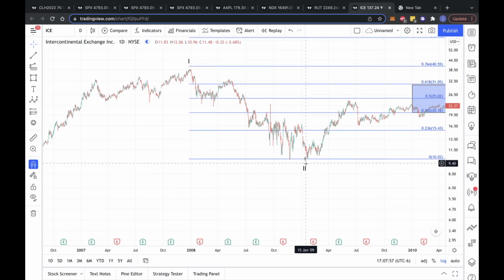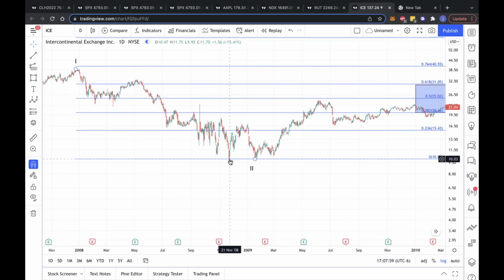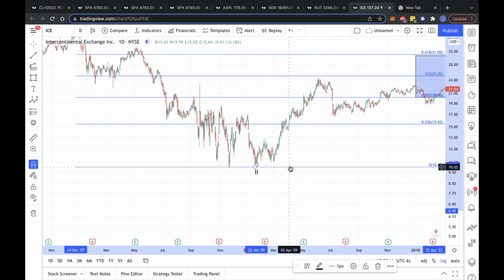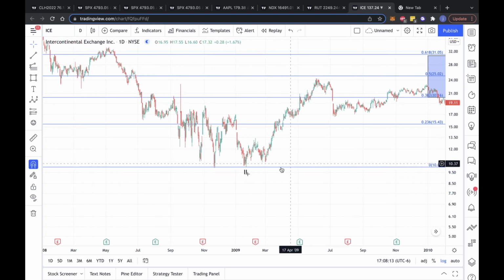When we look at this pullback, we can see that we strike this low, and then we make this next low on what appears to be a 5-wave move: 1, 2, 3, 4, and 5 down. That can count as a 5 down. So I'm probably more interested in this, especially given that we retraced almost 100% of this move.